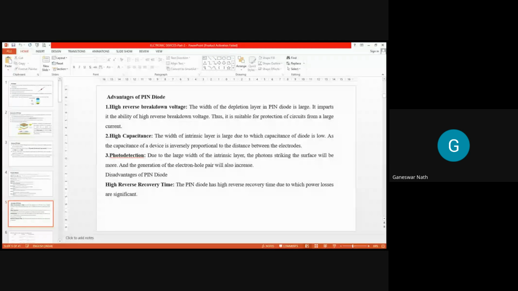It will not actually come back immediately, or not recover the current immediately. So as it is not able to recover the current immediately, it has high power loss. So this is one type of disadvantage. But other than this, we have good advantages by having the intrinsic layer. Okay.